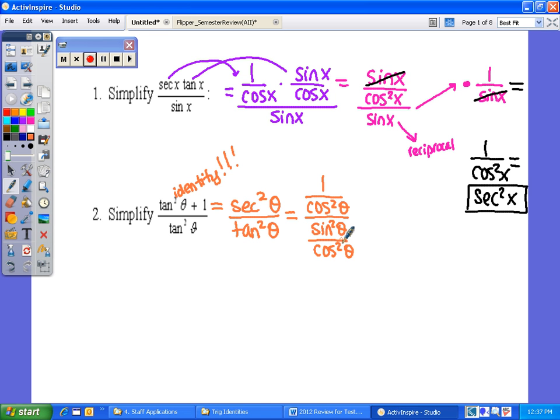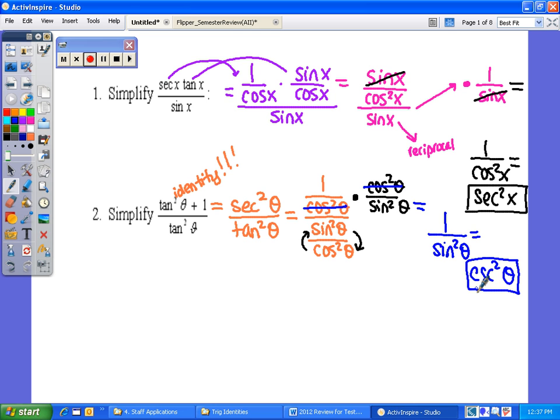So now we're going to do the same thing here that we did up here. We're going to change this fraction bar to multiplication, and we're going to do the reciprocal of sine squared over cosine squared. If you notice, you have a cosine here and a cosine there, so you can cancel them out. And you're left with 1 over sine squared, which is cosecant squared. Okay, so remember our goal with simplifying is to make sure that we get it down to where it can't be broken down anymore.